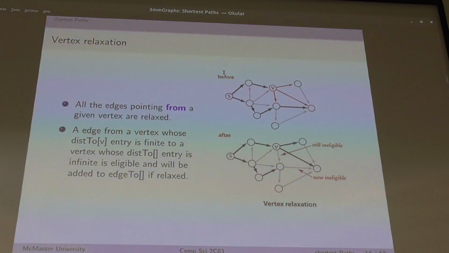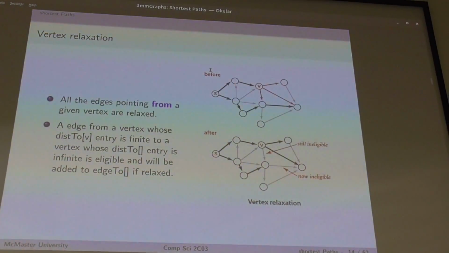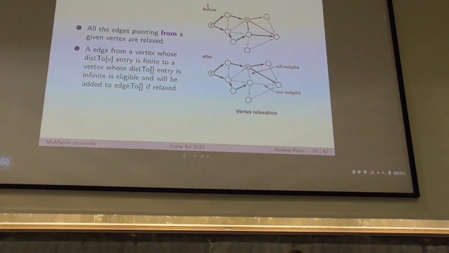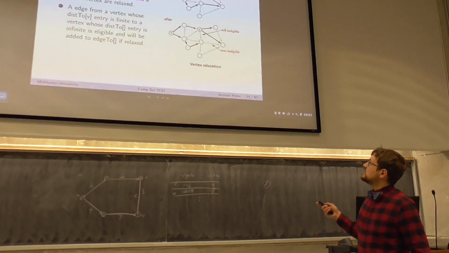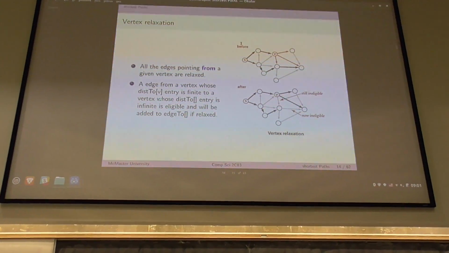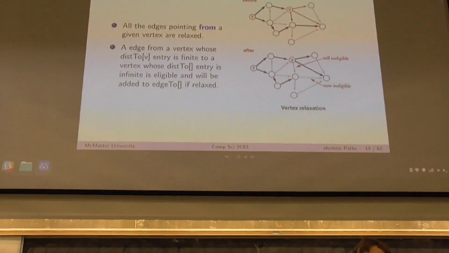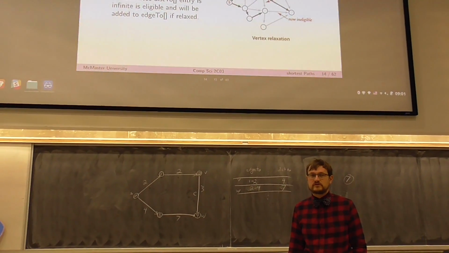So, basically, vertex relaxation is a combination of things. This distance to entry is finite, distance to entry is infinite. Doesn't make sense yet because the slides are putting things that are later in the algorithm earlier in this description for some reason.